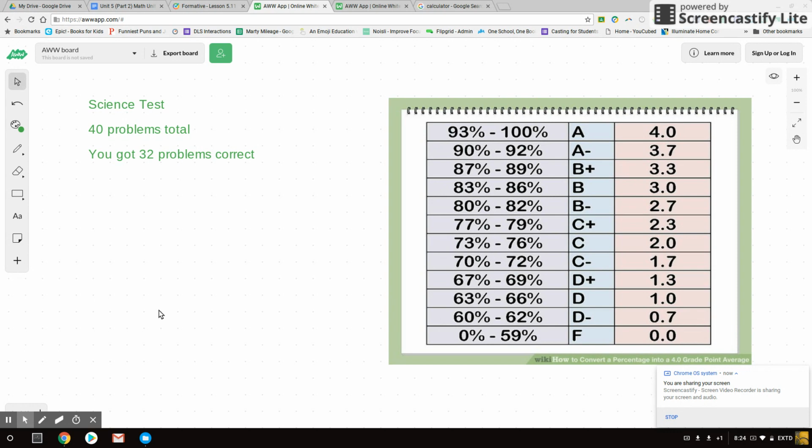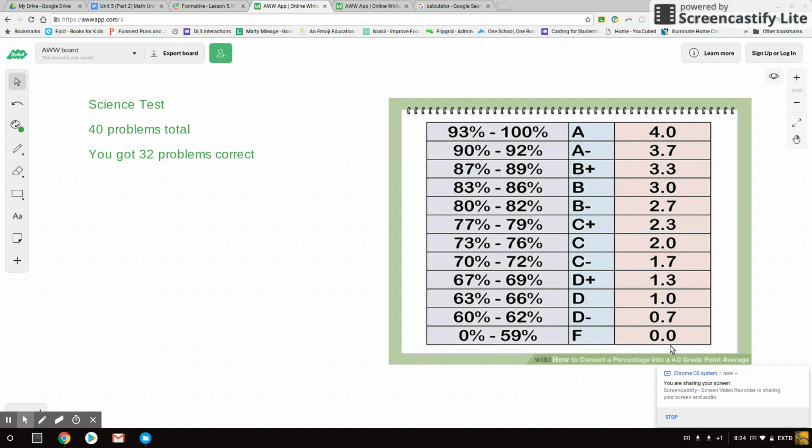Now, teachers may change this a little bit in terms of what their percentages are, but typically, if your percentage score is between a 93 and 100, you would get an A. If your percentage on your test was between 80 and 82%, typically that's a B minus. So you're going to look at how these percentages match up with the grades you will be getting.